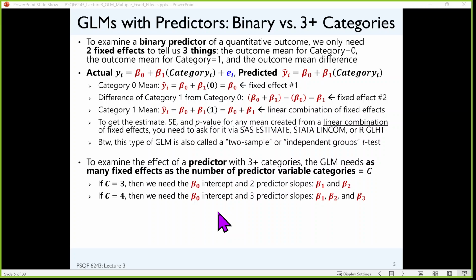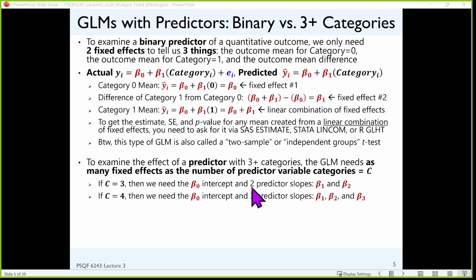And if I had 6 groups? Yeah, 5. So as a general principle, you need as many fixed effects in your model as you have groups or categories. I'm using group and category interchangeably. It's the number of categories minus 1 because you already have an intercept. So it's like how many more do you need to get to the rest of the group means?